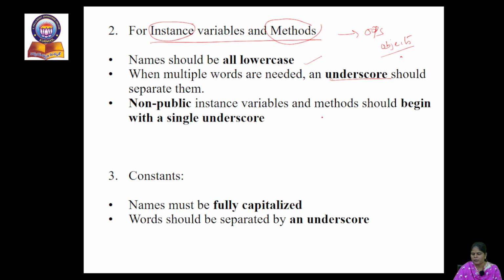Non-public instance variables and methods should begin with what? A single underscore. These are mainly public, private, protected, the specifiers which specify the accessibility of your variables, methods, functions, everything. We call them access specifiers, which will be seen later. And next is a constant. Names must be fully capitalized, right? And if there are two or more words, they should be separated with an underscore.